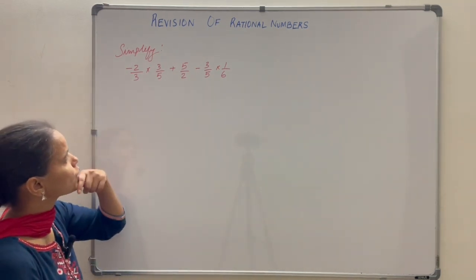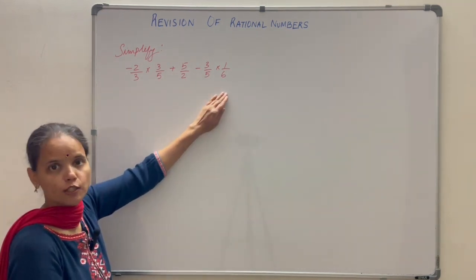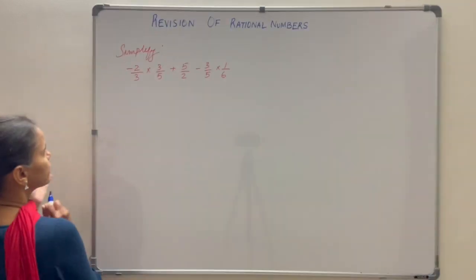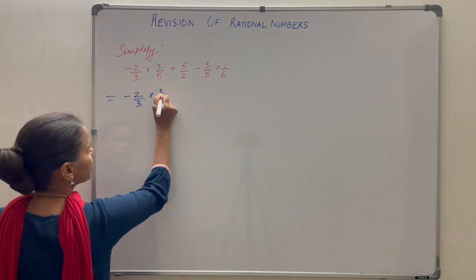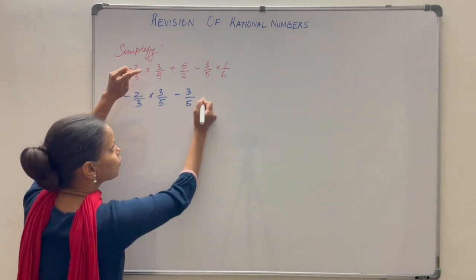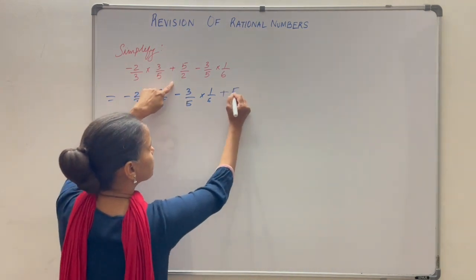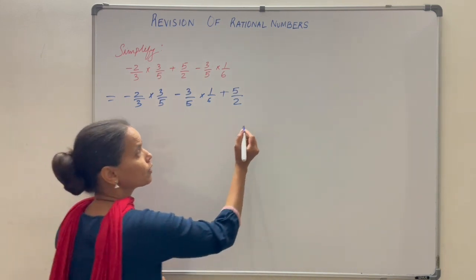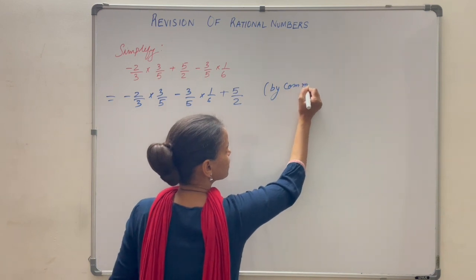When you see this question, you can see 3 by 5 is common here. So I am going to interchange the positions of these two numbers by applying the commutative property. So let us do that. Minus 2 by 3 into 3 by 5 I'll write as it is. Minus 3 by 5 into 1 by 6, I brought it here, plus 5 by 2. So we have interchanged the position of these two numbers. This is by commutative property.